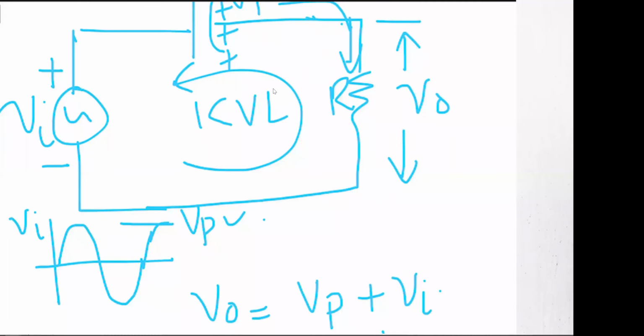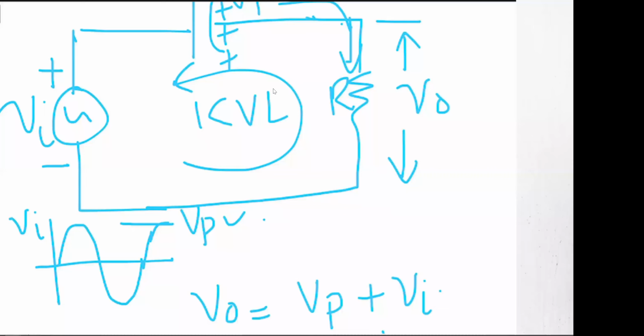When we apply KVL, we get the equation V naught should be equal to VP, where VP is the drop across the capacitor, plus the input voltage source, right? So applying KVL, V naught should be equal to VP plus VI. Now, if we want to find the maximum value of the output, we will look at the maximum value of the input, where the maximum value of the input is also VP.